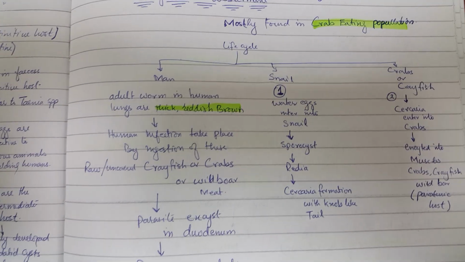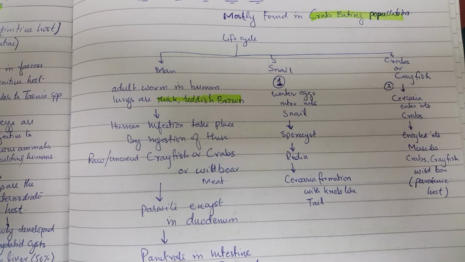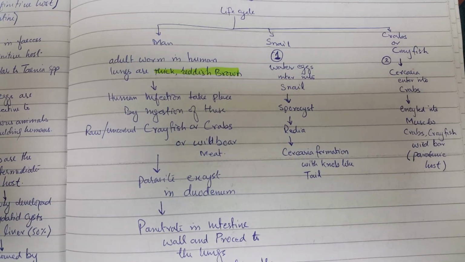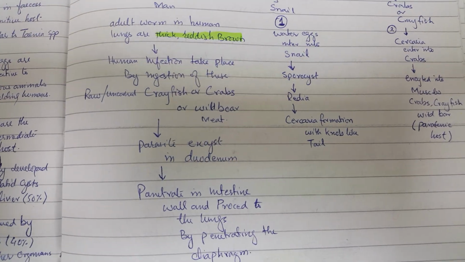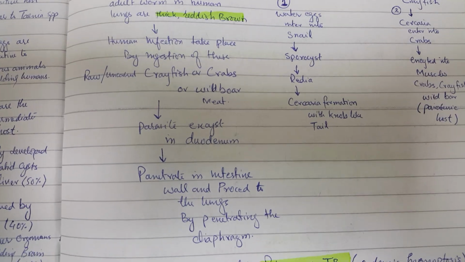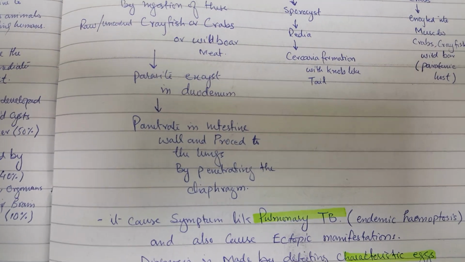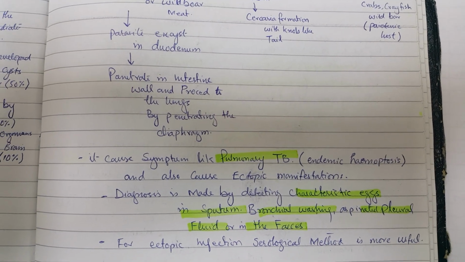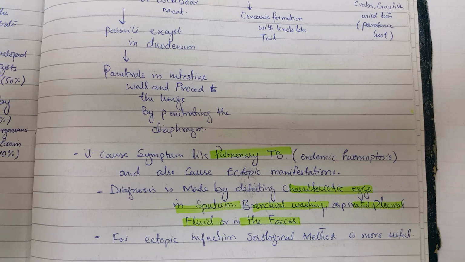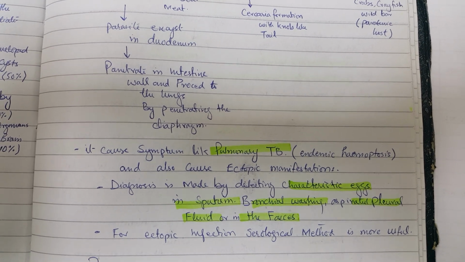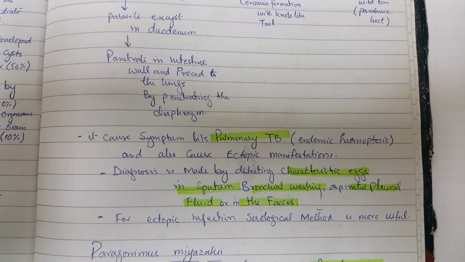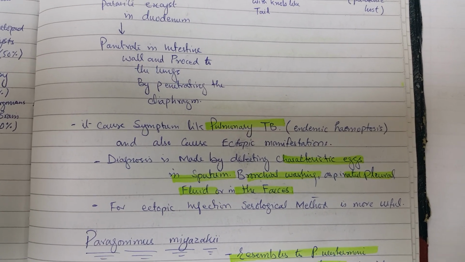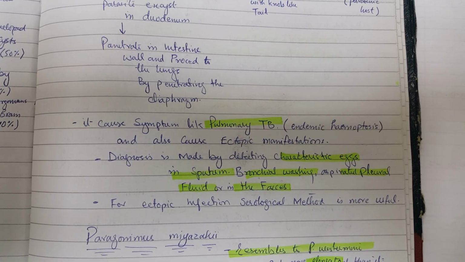In the main host, the adult worm in the human lungs is thick and reddish brown. Human infection takes place by ingestion of raw uncooked crayfish, crabs, and wild boar meat. The parasite exists in the duodenum, penetrates the intestinal wall, and proceeds to the lungs by penetrating the diaphragm. It causes symptoms like pulmonary TB, endemic hemoptysis, and also ectopic manifestations. Diagnosis is made by detecting the characteristic egg in the sputum, bronchial wash, or aspirated pleural fluid, or in the feces. For ectopic infection, serological methods are useful.